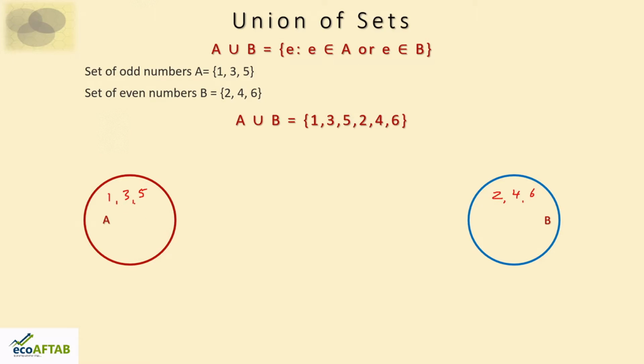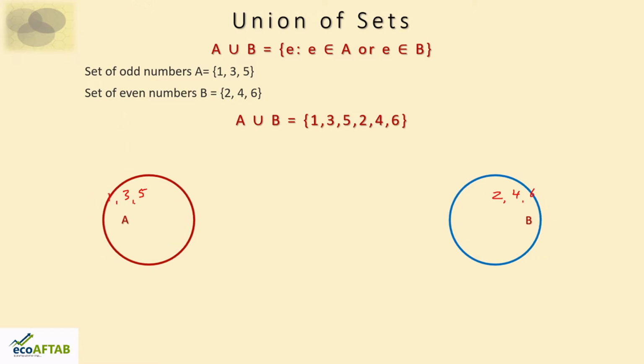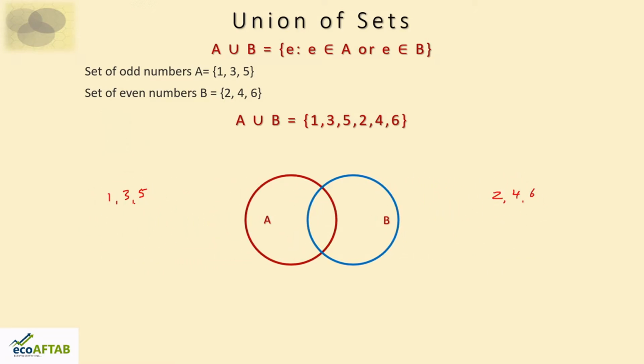Now when I speak about union, what will happen? I am bringing both the sets together and making them one. So two sets have come together. So you can see a Venn diagram where I am bringing set A, that is circle red, and set B, that is circle blue.